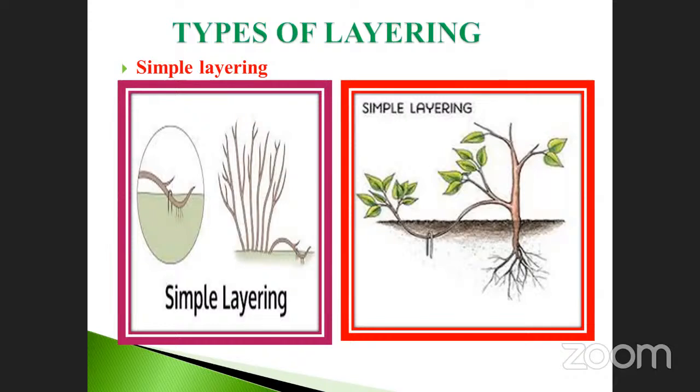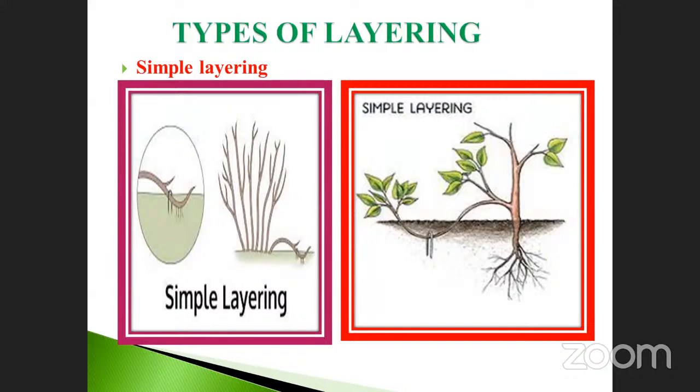After the root formation, you have to make a cut here, remove the plant, and place it into a favorable condition in another pot like this. This is called simple layering.